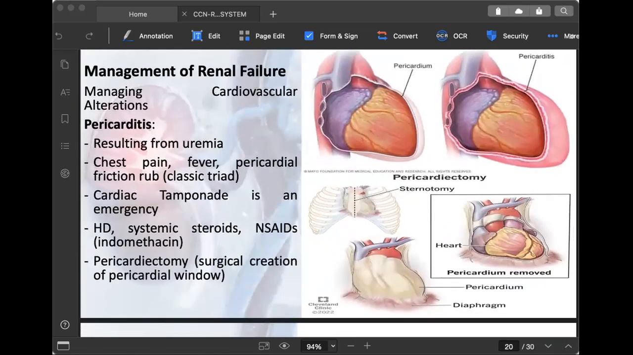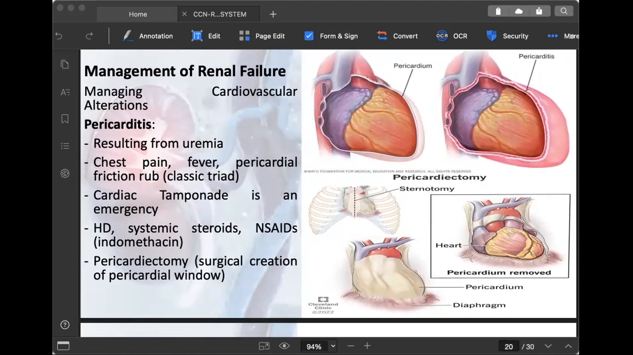Management. How about this one? Pericarditis. I think we've mentioned this one already in our cardiovascular disease. This is resulting from your uremia. The patient can feel chest pain, fever, and pericardial friction rub, the classic triad which we've already discussed before.